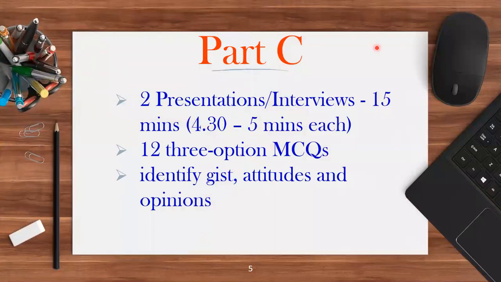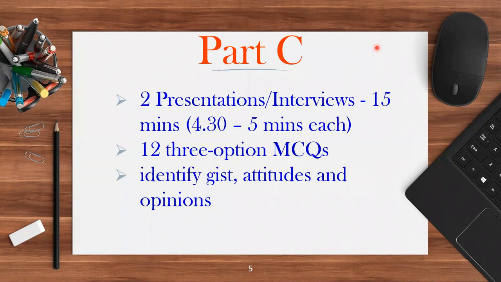There are 2 long presentations or interviews, and each of these goes on for between 4 minutes 30 seconds and 5 minutes. You're doing Part C in 15 minutes as well. So this would definitely include recorded instructions, time to read the questions and check the answers when you're done. There'll be 12 questions, 6 for each of the presentations or interviews that you have. And these presentations or interviews are clearly structured and cued to guide candidates through the questions.